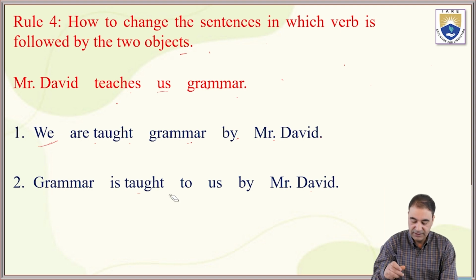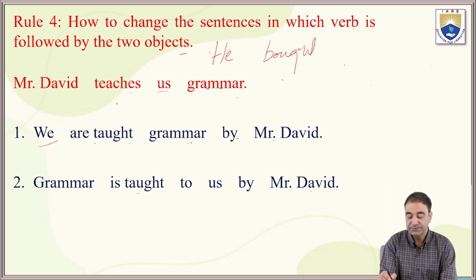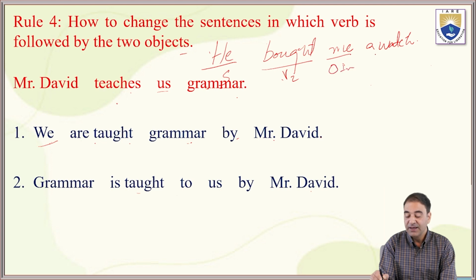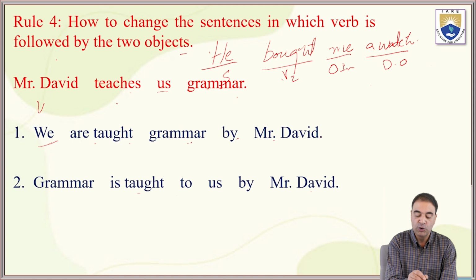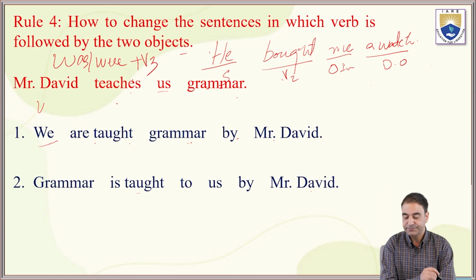Okay. Now look at the next example. For example, if I write like this: he bought me a watch. Here "he" is the subject. "Bought", this is the verb in second form. "Me", this is an object but the indirect object. Then "a watch", this is the direct object. This is simple past tense, and simple past tense will change into was, were, plus verb in third form.